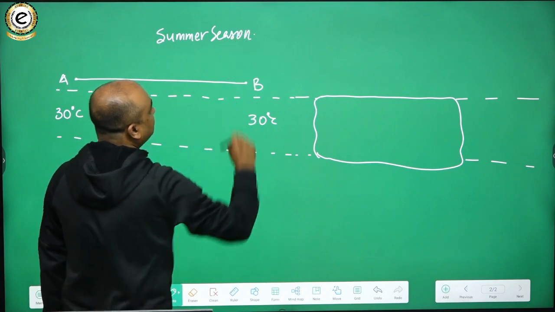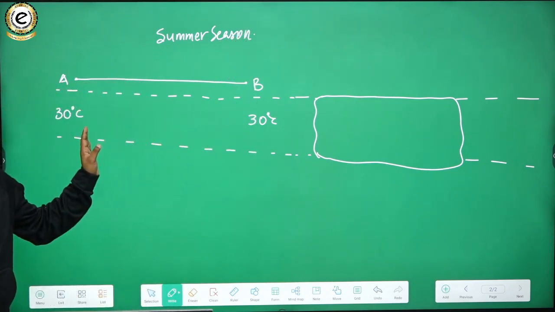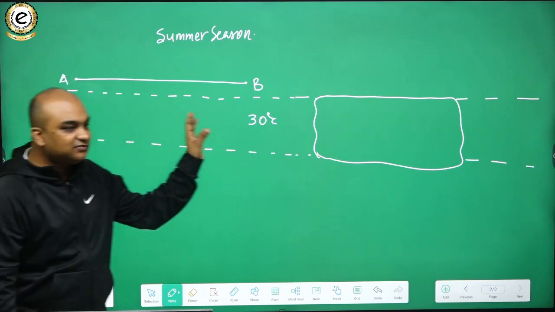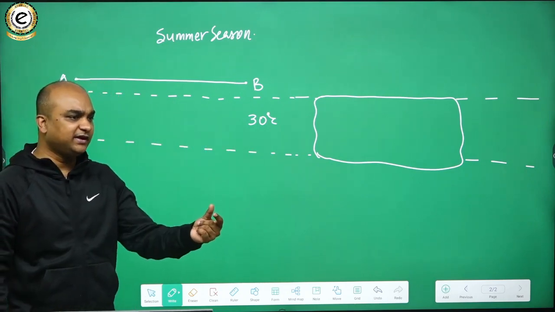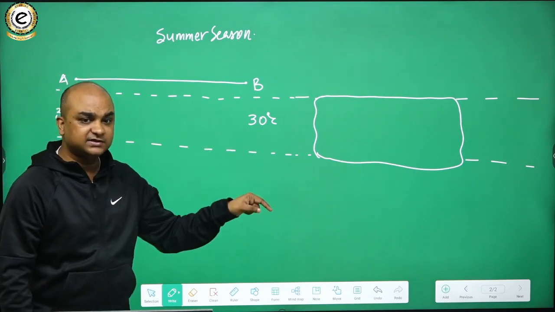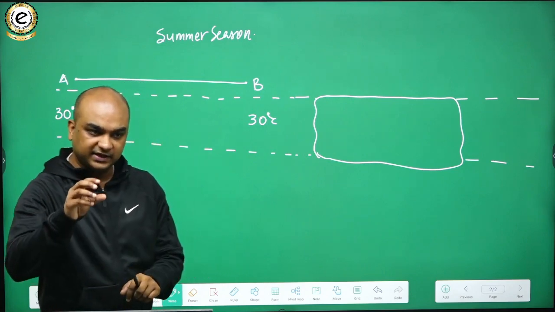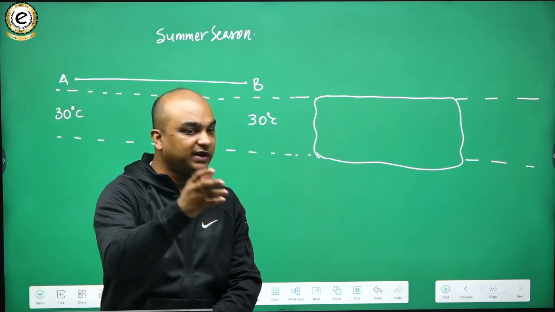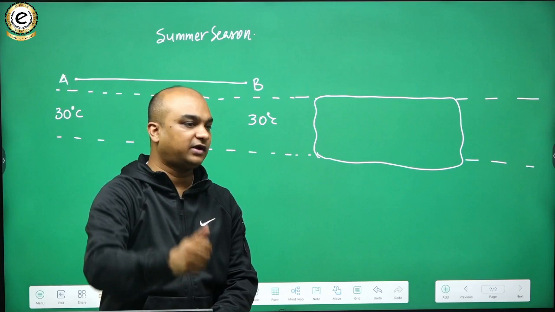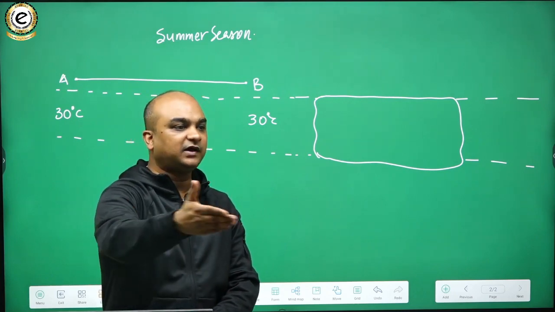If it's the summer season, you tell me, would the land be hotter or the water? The land would be. As I told you, land heats up quickly and cools quickly. In summer season, land would be hotter. In winter season, land would be cooler. That's why those areas which are away from the ocean will experience extremes of climate, like Delhi. Delhi experiences extremes of climate because it's too far from the oceans.